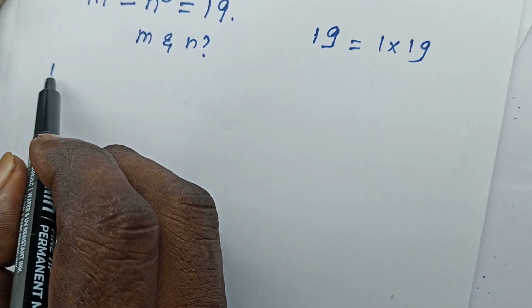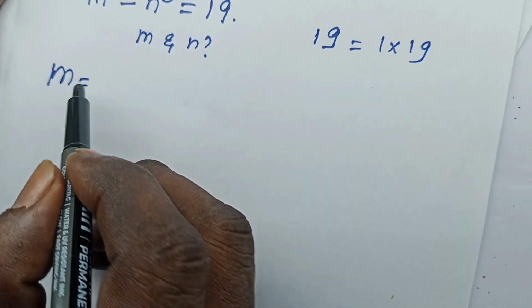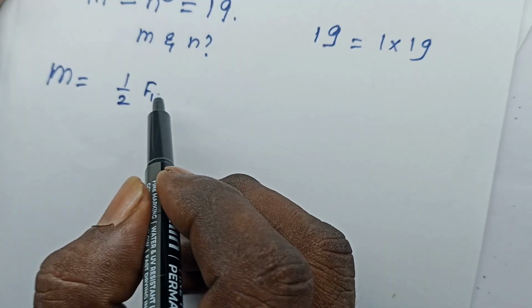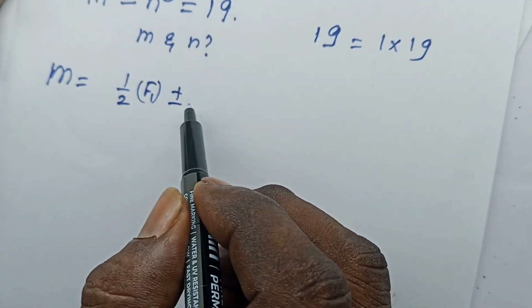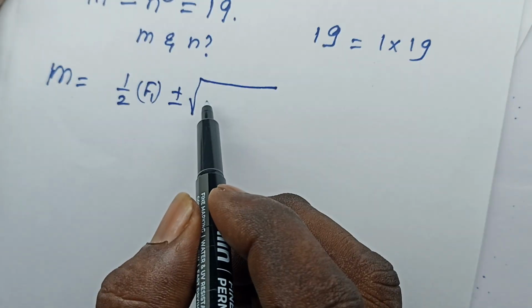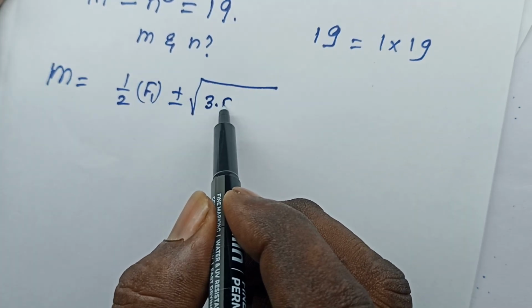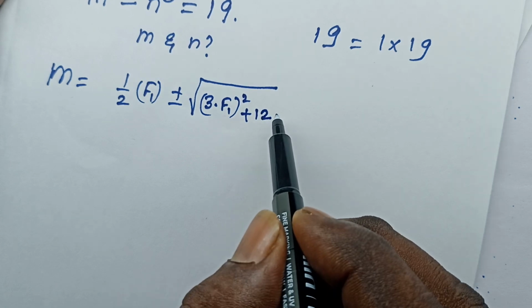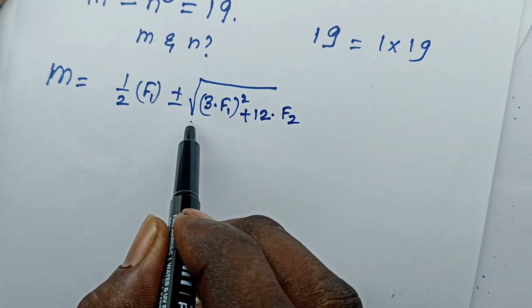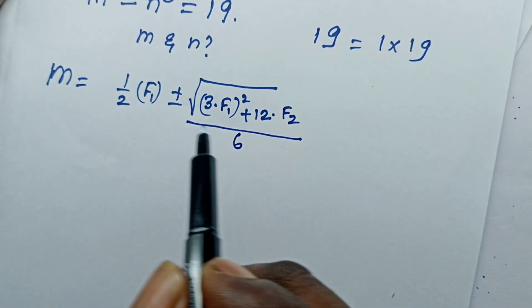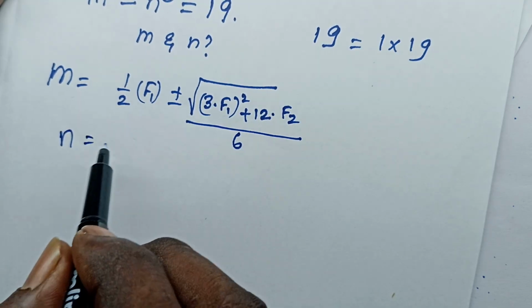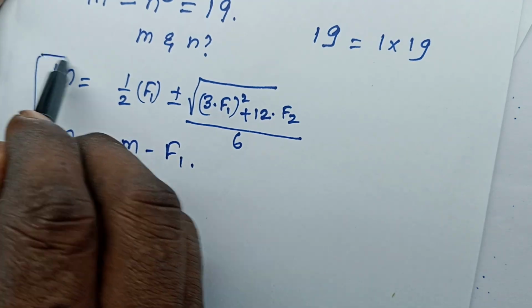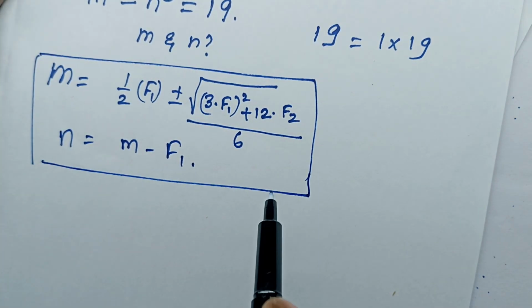The formula is m equal to 1 by 2 f1 plus or minus root of 3 into f1 whole square plus 12 into f2 by 6, and n equal to m minus f1. This is the formula.